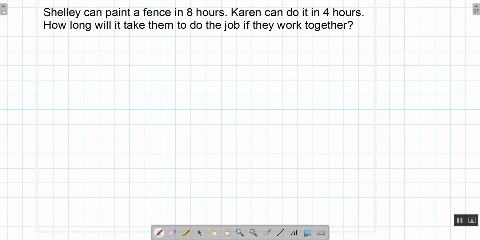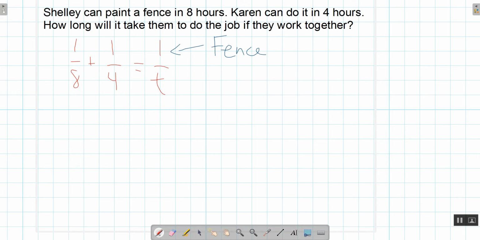If we think about it this way, Shelley has a rate of 1/8. We know she's got to combine that with Karen's 1/4 to get it accomplished in 1/t hours. The 1 represents the actual job, so the painting of the fence. It's a little weird, but that's the painting of the fence. So they have one fence and they need to figure out how long it takes them to do that together.